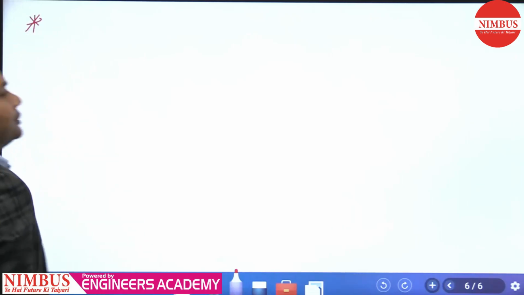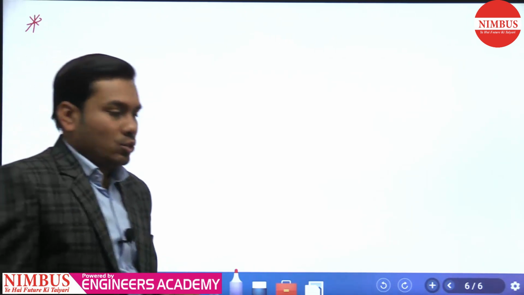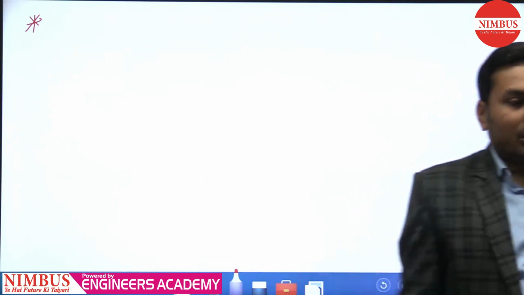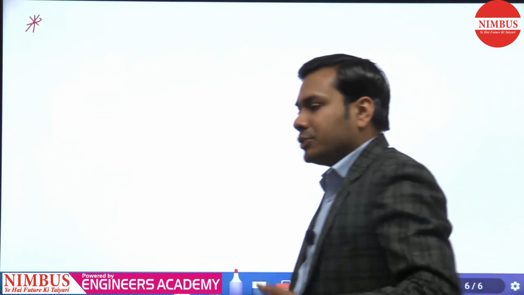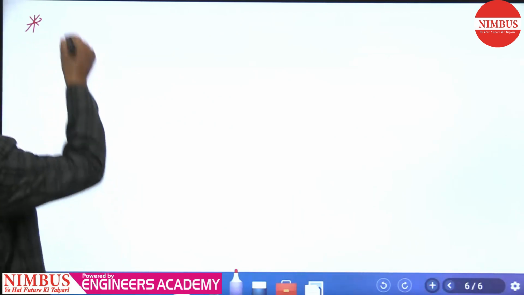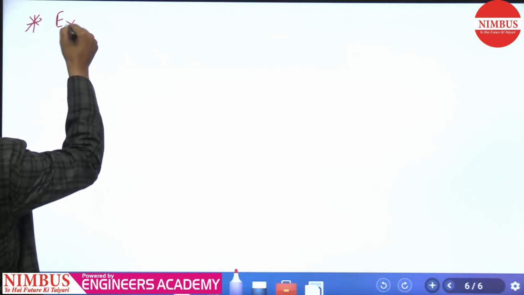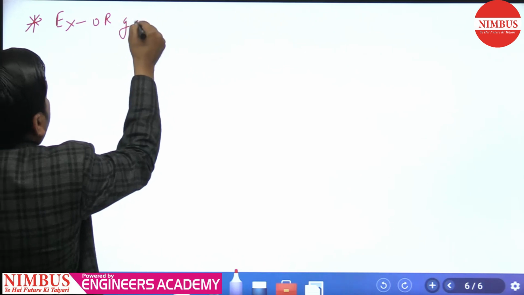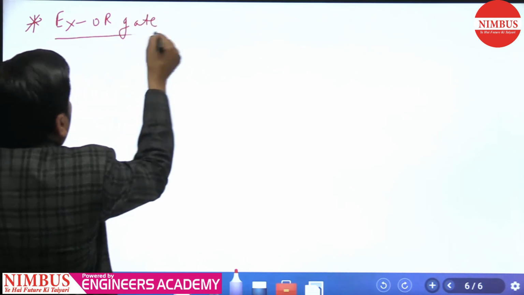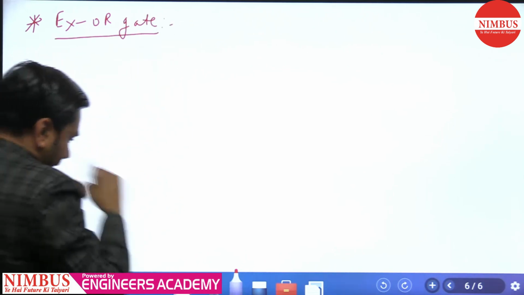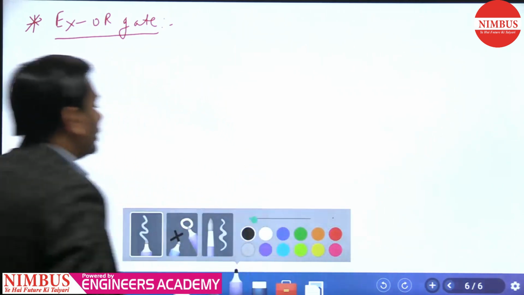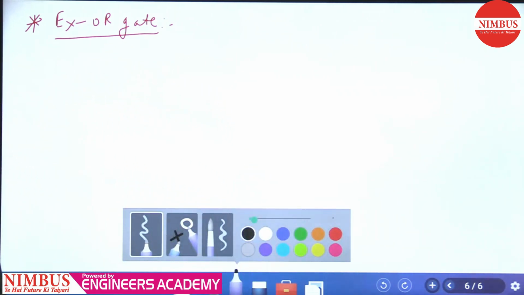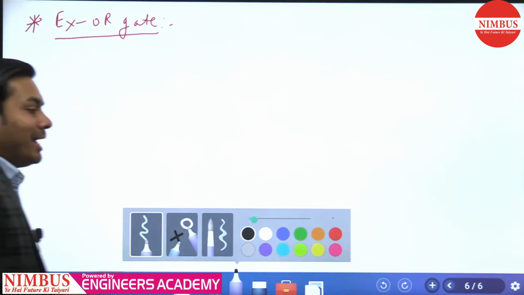Our next gates are XOR and XNOR, and after that we will perform questions based on all gates, right? So write down the next one, that is our XOR gate, and that is the most important one. XOR and XNOR both are the most important ones as far as any exam is concerned.